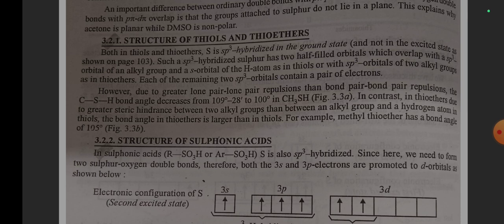However, due to greater lone pair repulsions than bond pair repulsions, the C-S-H bond angle decreases from 109 degrees 28 minutes to 100 degrees in CH3SH.